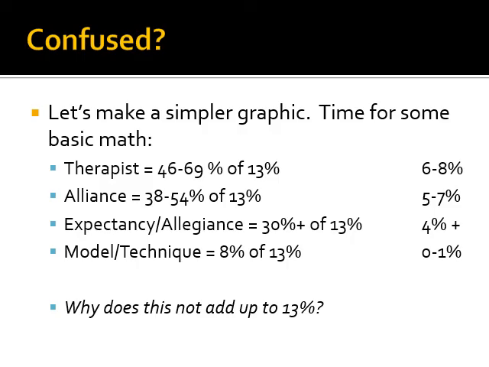Now you may wonder, if you're a math kind of person, if you add all those numbers up, they don't add up to 13% exactly, and that's because, if you recall from our earlier graphic, some of those circles basically had shared variance with each other. They weren't separate. You can't really separate out things like, for example, expectancy and allegiance with model and technique, because it is the client's belief in what you're doing and your belief in what you're doing that really matters, and so it's quite hard to separate out those and say they are separate individual variables.